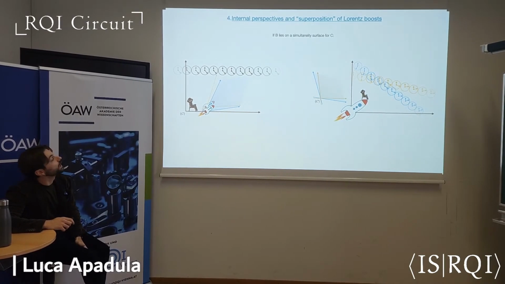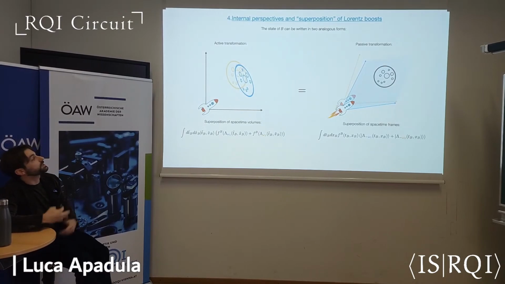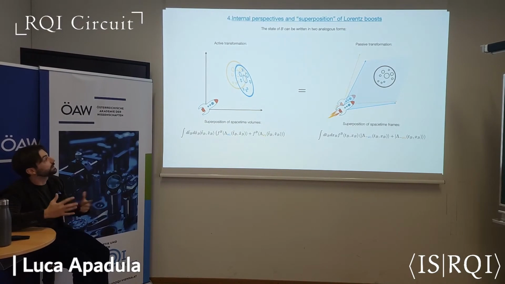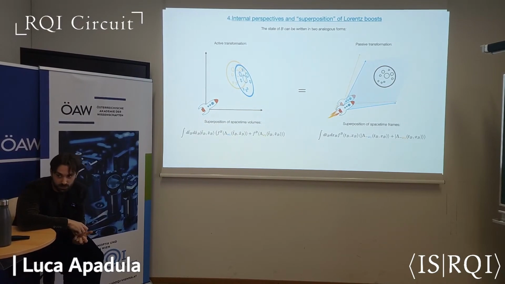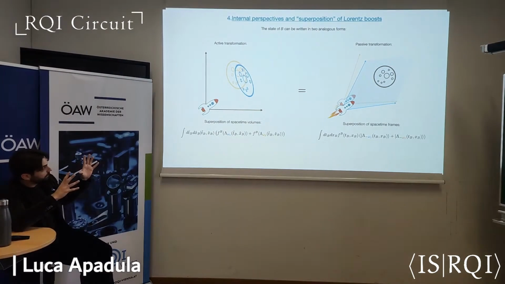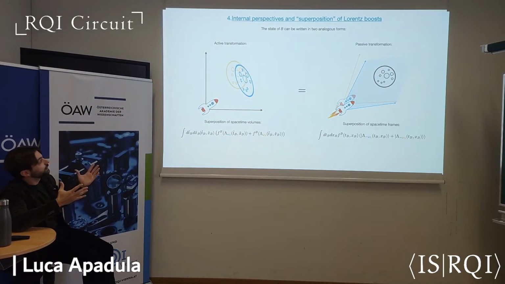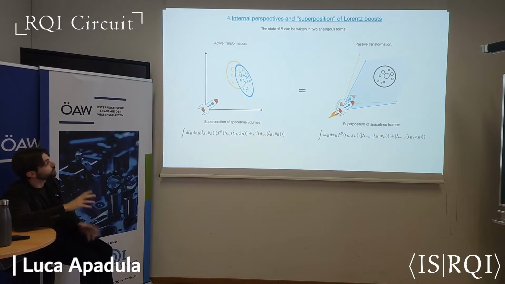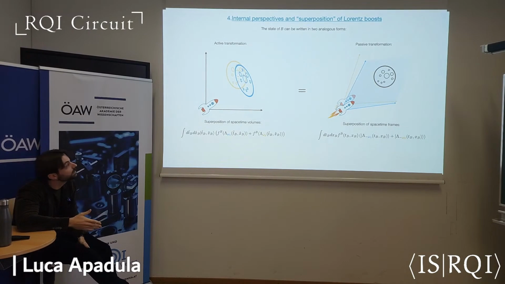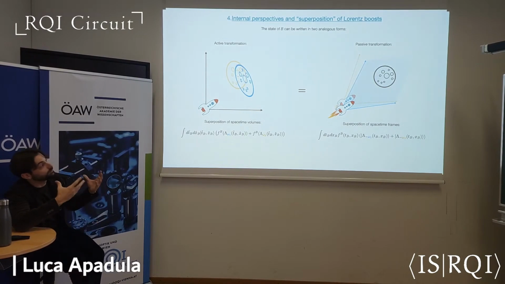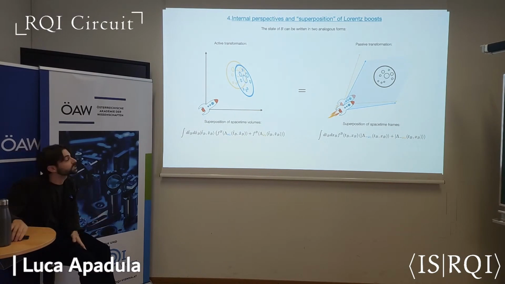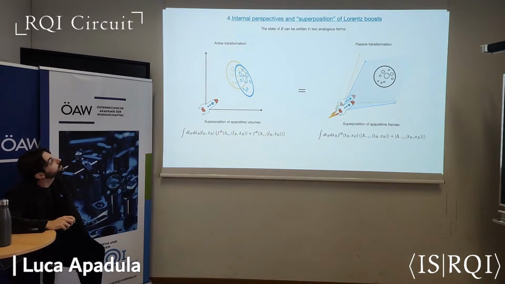Another feature that is worth discussing comes from the analogy of active and passive representation of the transformation. We can picture it in the active way, keeping the space-time frame fixed and having the superposition of differently boosted moon-shaped regions, or equivalently, we can keep fixed the space-time volume, this moon-shaped region, and express the superposition in terms of the space-time frames.